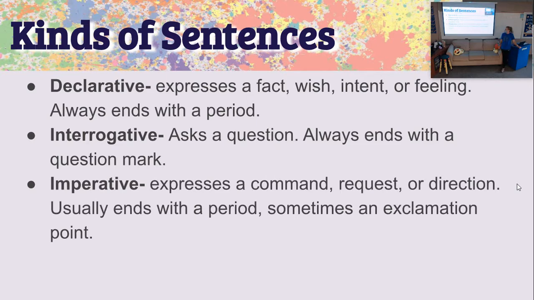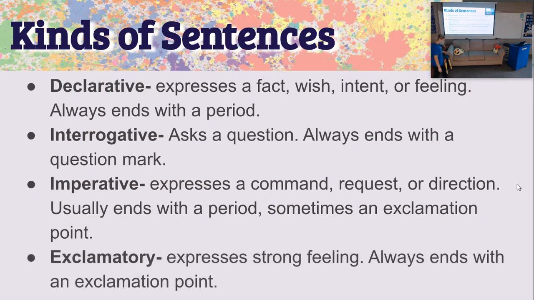The next kind of sentence is imperative. Imperative sentences express a command. It's like, ooh, it's imperative. It's important that you do this. Go get me tacos, right? Usually they end with a period. Sometimes they'll end with an exclamation point. If it's like, go get me tacos! Right? It's really an intense command.